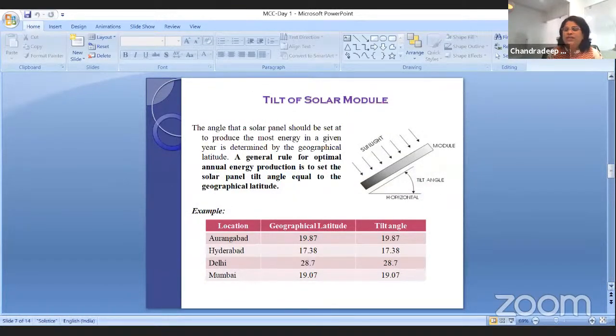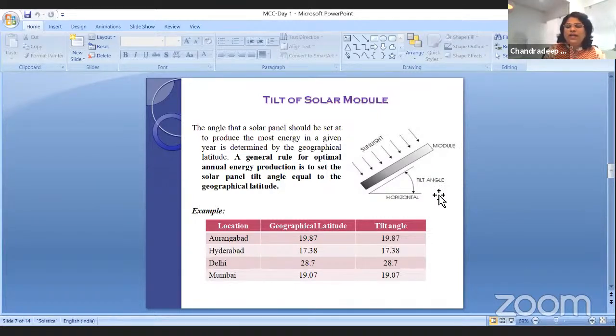Next, tilt of the angle. So now facing of the solar module is completed. Now how it is tilted, I think you all have observed, the module is never horizontal to the ground. The module is always tilted to some angle. So what is that angle? We call it tilt angle, and sometimes we call it inclination angle, because it is inclined.